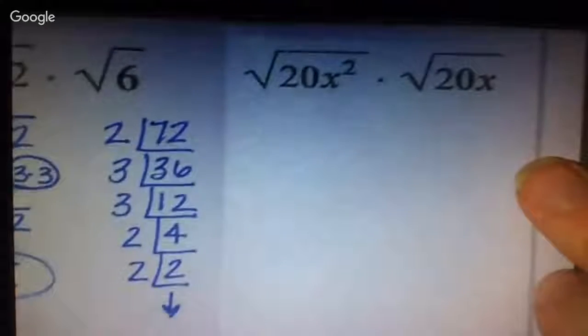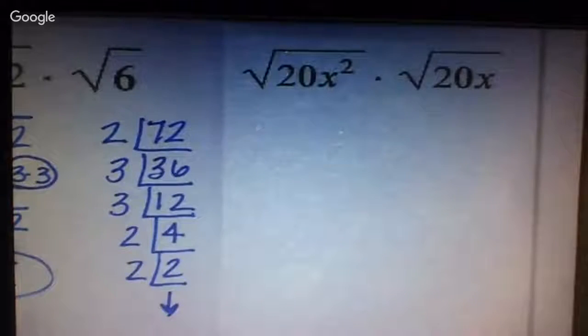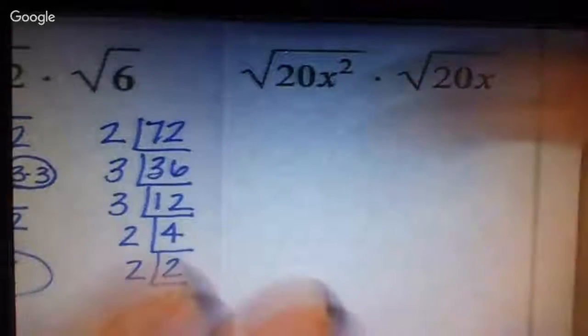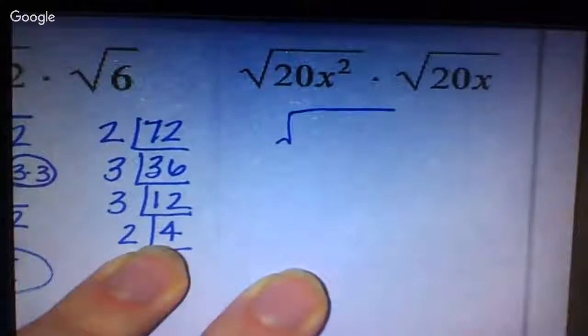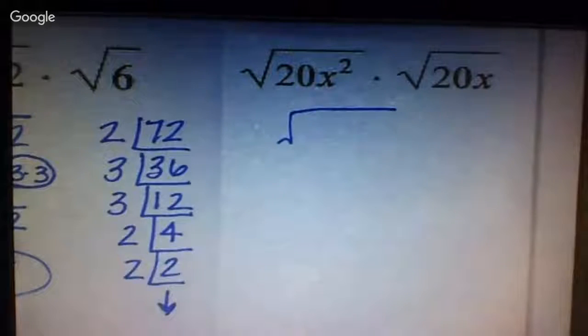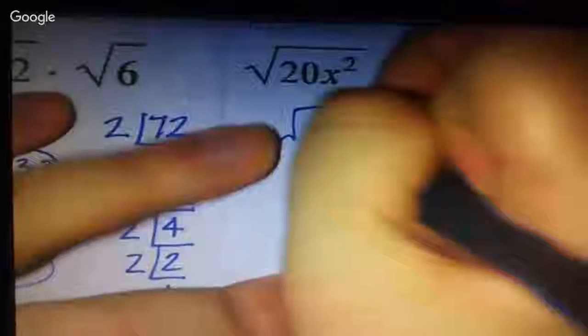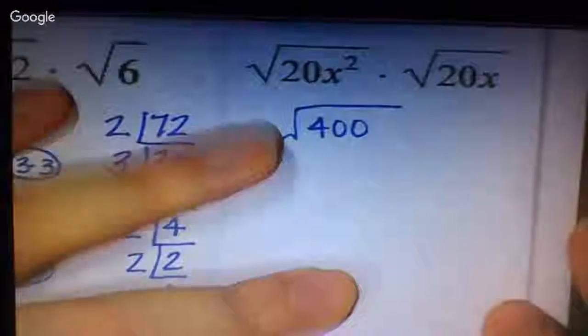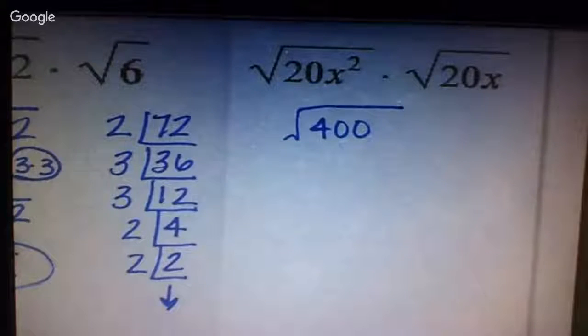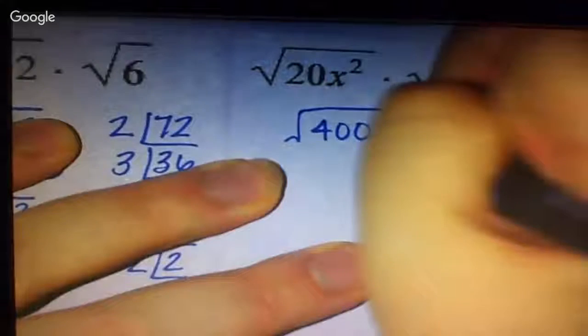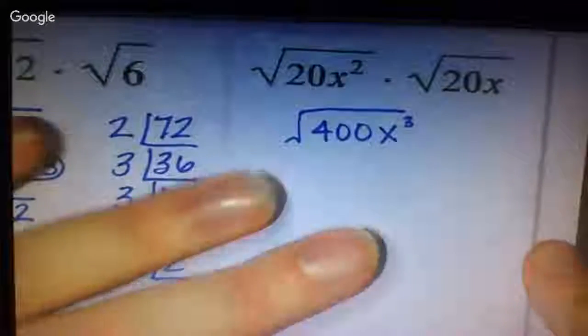All right. So let's take a look at this one. What's my coefficients on these two? They're both 1. So do I really need to write it? No. So we're going to take the square roots and we're going to multiply what's underneath. So what's 20 times 20? 400. What's x squared times x? X to the third, which is X cubed, ladies and gentlemen.